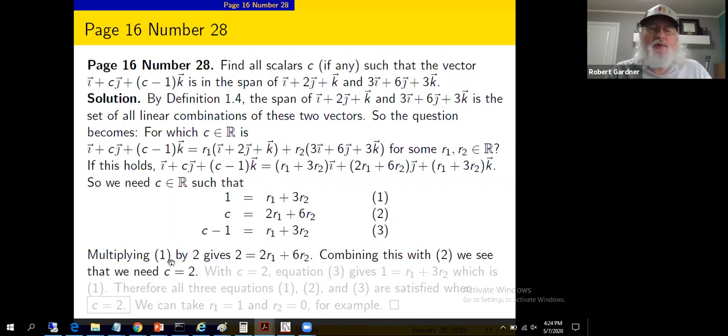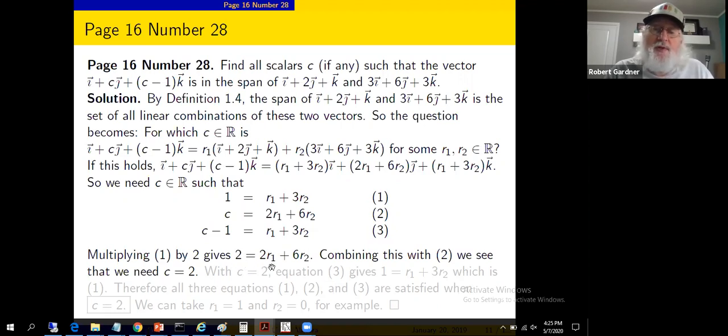Let's take the first equation, numbered them. Let's multiply by 2. That'll give us 2 equals 2R1 plus 6R2. This is totally haphazard, that's why I'm explaining it this way. What motivated you to multiply by 2? Well, now I see. When I multiply the first equation by 2, the right-hand side is the same as the right-hand side of equation 2.